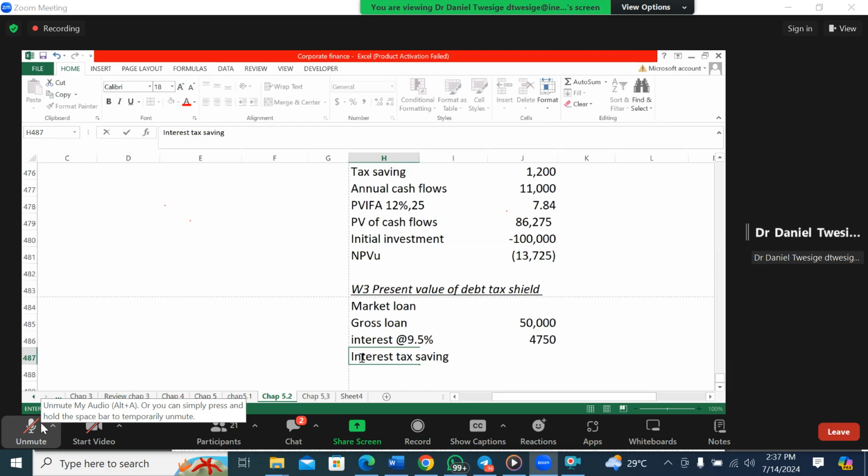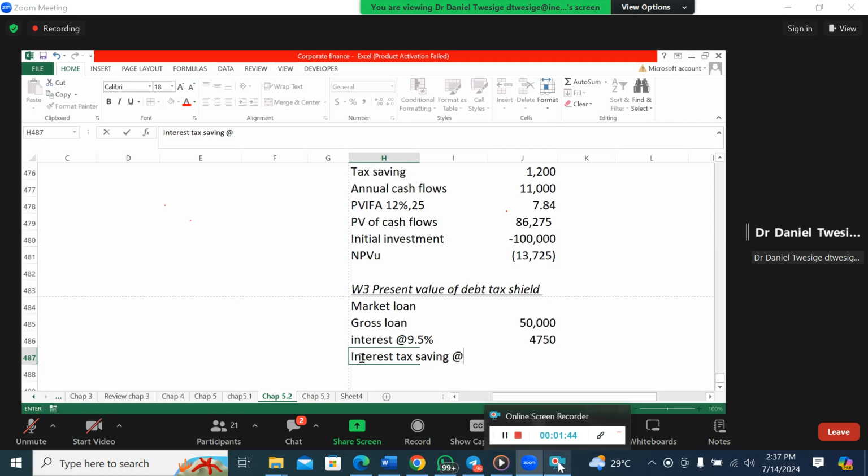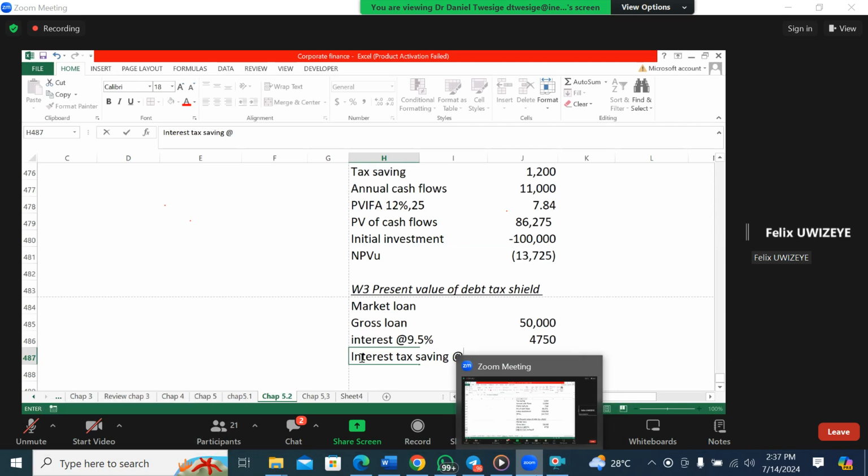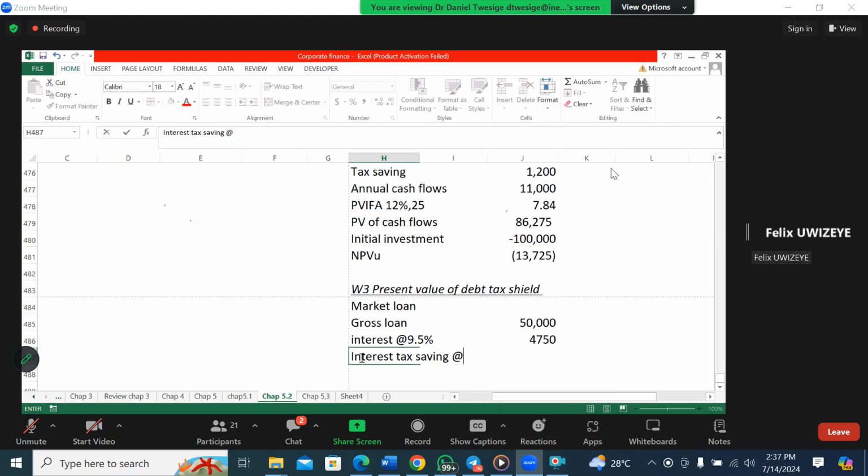I think we made a mistake in the other part. We didn't get the present value. We only calculated the interest. We didn't get the present value. I think we made a mistake somewhere there. Did you get the present value? At 30%, we get this times 30%.